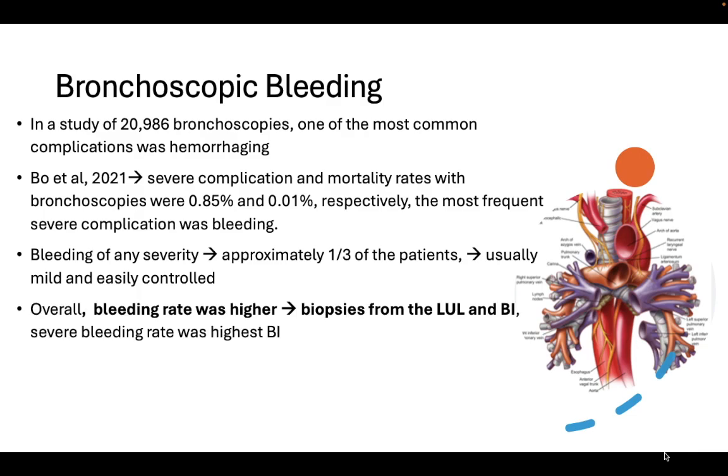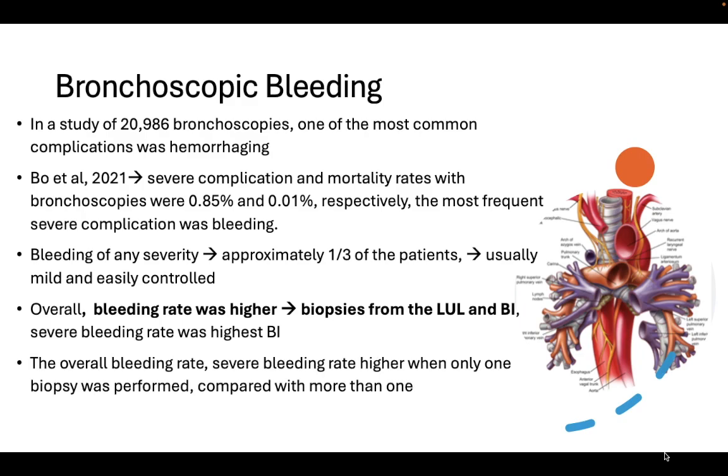This is bleeding such as scope trauma on the walls, suction trauma, things like this that don't necessarily need any type of treatment. Overall bleeding rate is higher in biopsies from the left upper lobe and from the bronchus intermedius, and severe bleeding rates were highest from the bronchus intermedius. This is likely due to the anatomy of vasculature surrounding the bronchus intermedius.